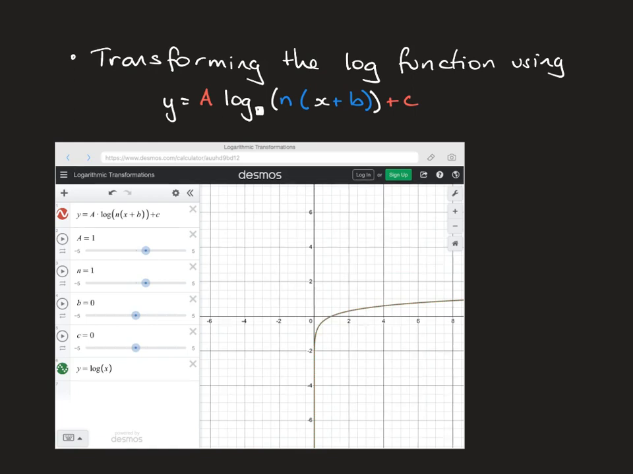So these particular transformations do exactly the same thing for log graphs as they do for all of our other graphs. So let's have a look at using transformations to sketch a log graph.